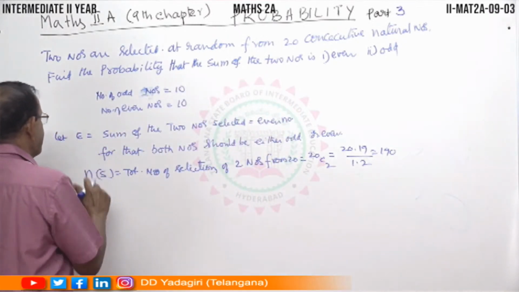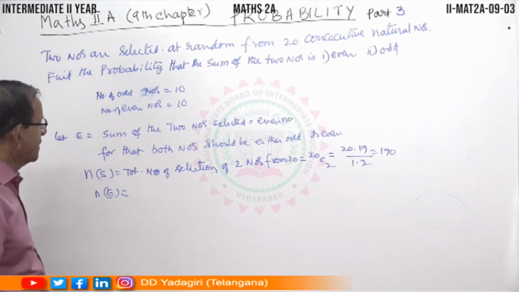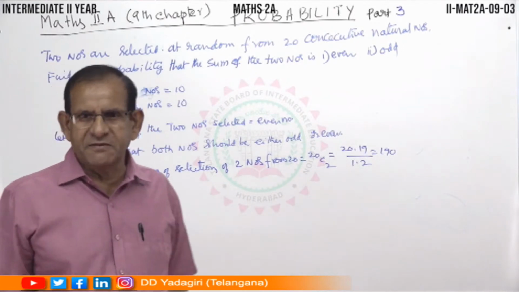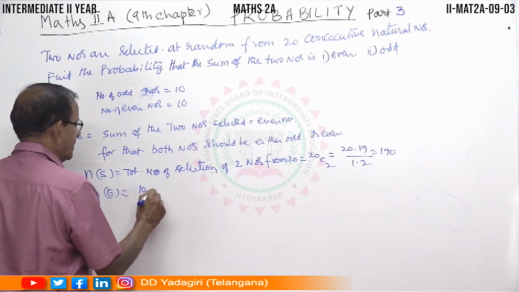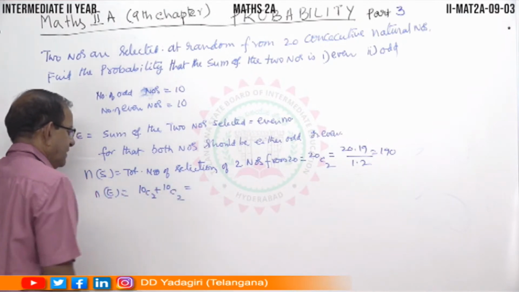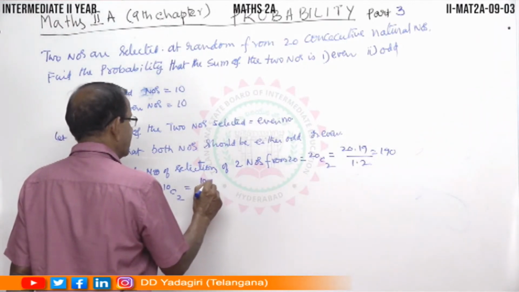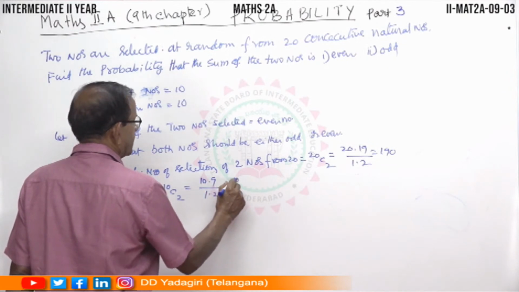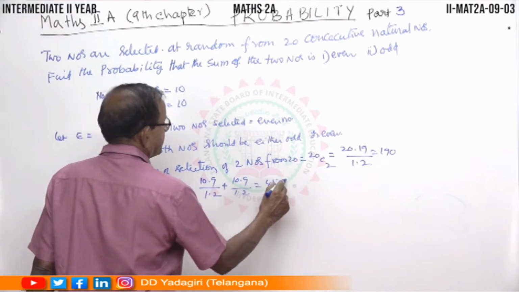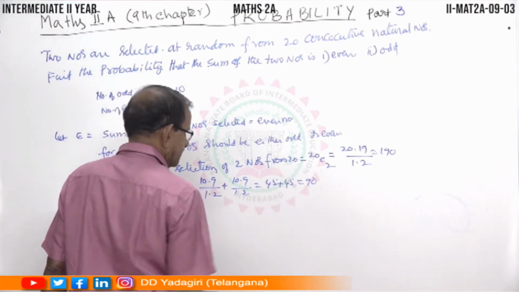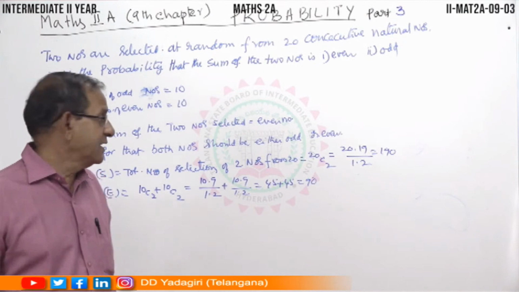Next, n(E). You have to select two numbers from 10 odd numbers or two numbers from 10 even numbers. That is 10C2 plus 10C2. 10C2 means 10 into 9 by 1 into 2, plus 10 into 9 by 1 into 2. That is 90 by 2, which means 45 plus 45. So altogether 90. So you can select two numbers whose sum is even in 90 ways.